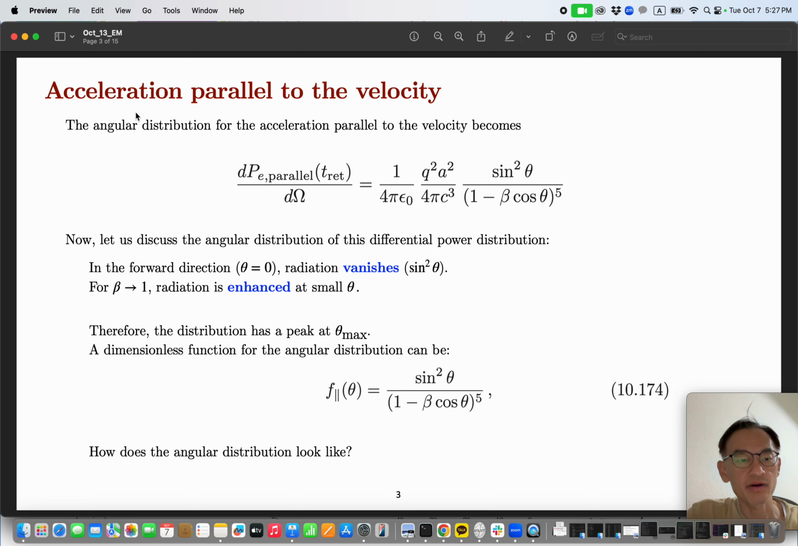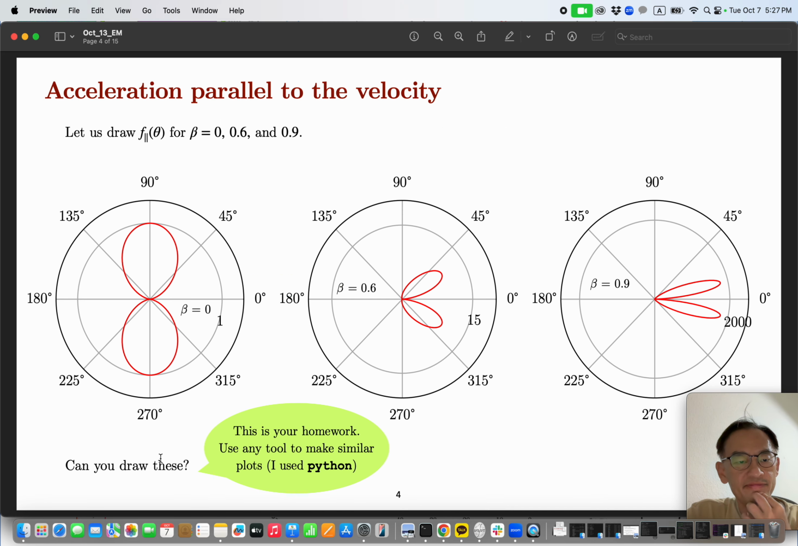Since we are talking about acceleration parallel, we introduced this parallel symbol. We want to take a look at how the angular distribution looks. First of all, the answer is this. This is the case when beta is equal to 0, so the peak is at 90 degrees and 270 degrees. If beta becomes larger, the peak angle moves forward. And when beta is 0.9, it is extremely forward.